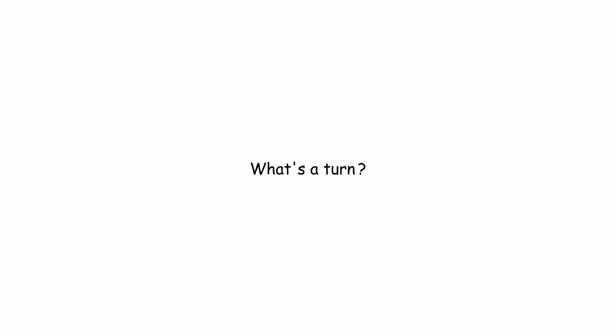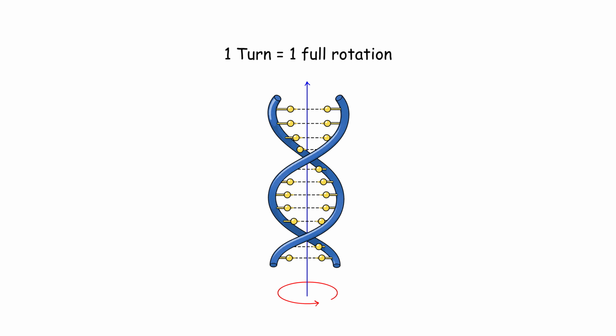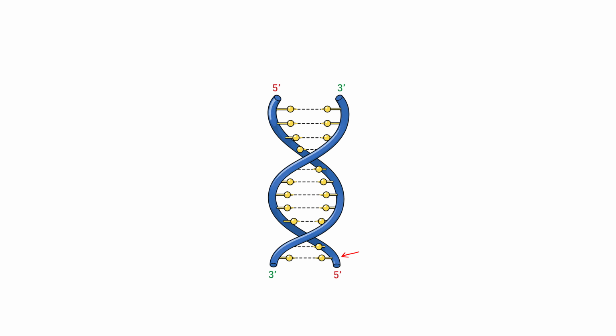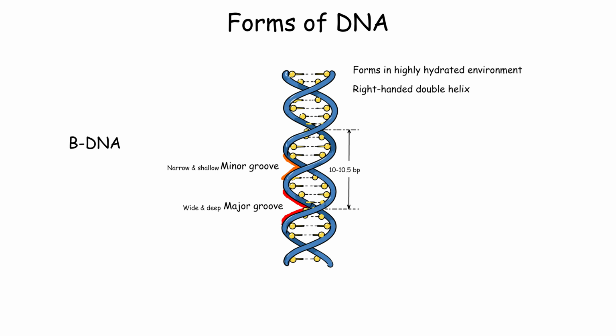But what's a turn? When the DNA helix completes one full rotation around its central axis, we call that one turn. This means the helix twists around once and reaches the same facing direction again. But one turn does not mean one base pair. This is one base pair, but one turn requires many base pairs. In the case of bDNA, it's 10 to 10.5 base pairs.